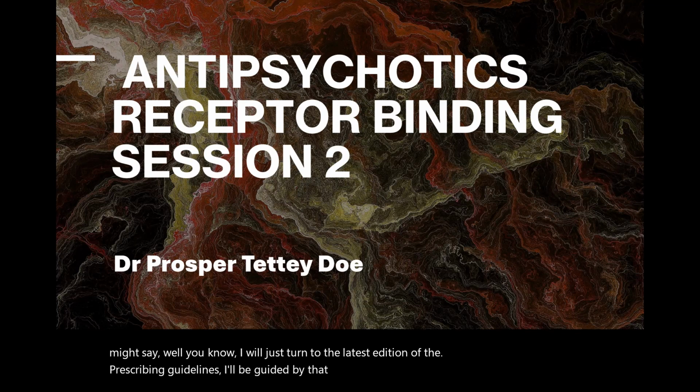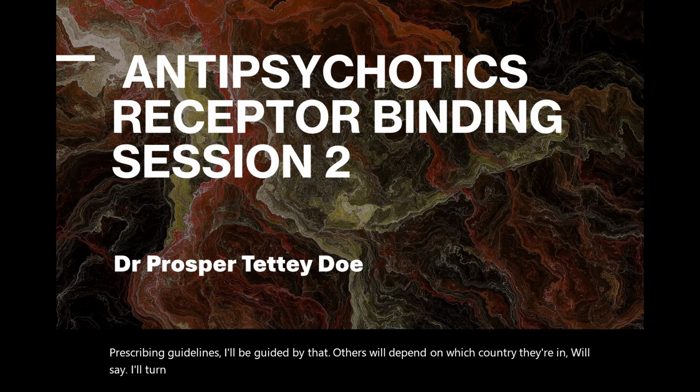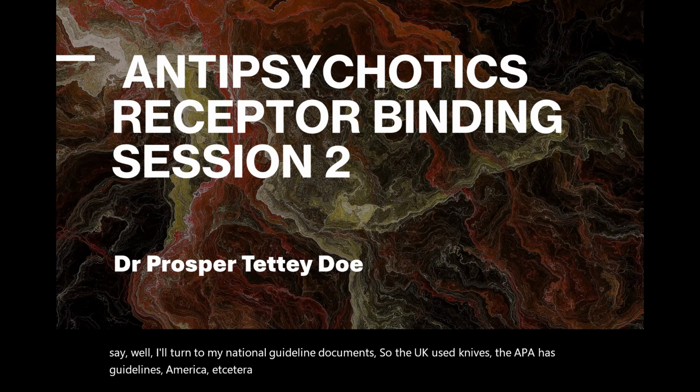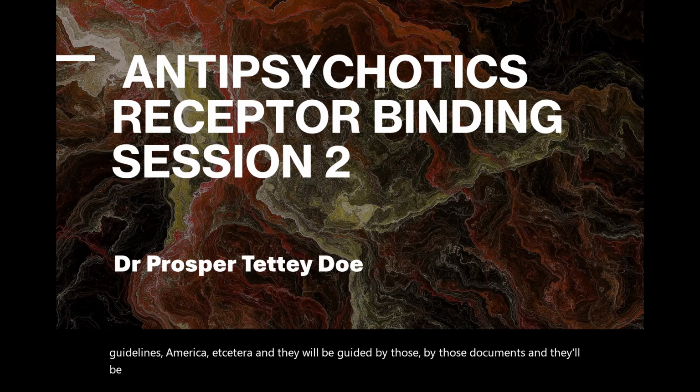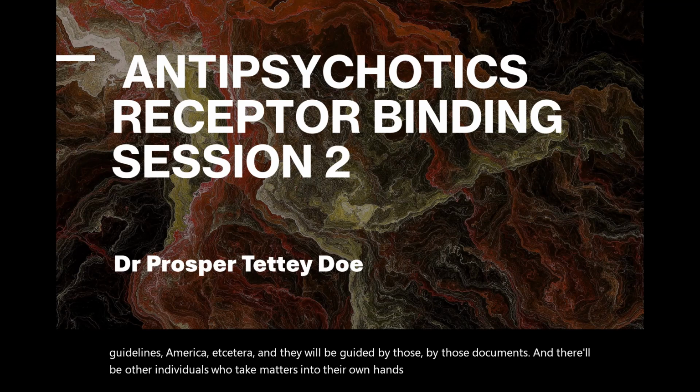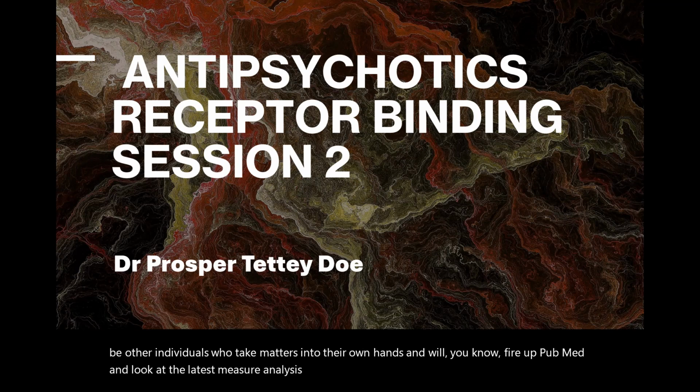Others, depending on which country they're in, will say, well, I'll turn to my national guideline documents. So the UK uses NICE, the APA has guidelines for America, etc. And they will be guided by those documents. And then there'll be other individuals who take matters into their own hands and will fire up PubMed and look at the latest meta-analysis published by Stefan Leucht and colleagues to guide the best treatments for their patient for a given symptom.